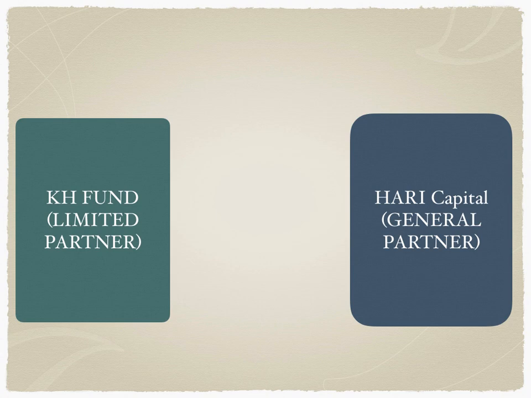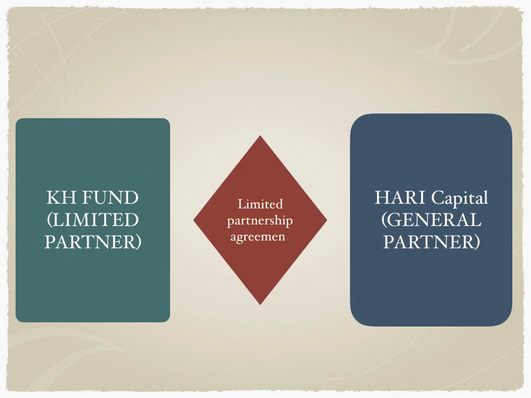So, in this simplistic scenario, there is one LP, which is KH Fund, and there is one GP, which is Hari Hedge Fund, and KH Fund has invested into Hari Hedge Fund, and the defining terms and conditions of the relationship between the LP and the GP is mentioned in the limited partnership agreement. This LPA is the basis of the relationship between LP and GP. The limited partnership agreement varies from LP to LP, but it will be standardized for the GP.